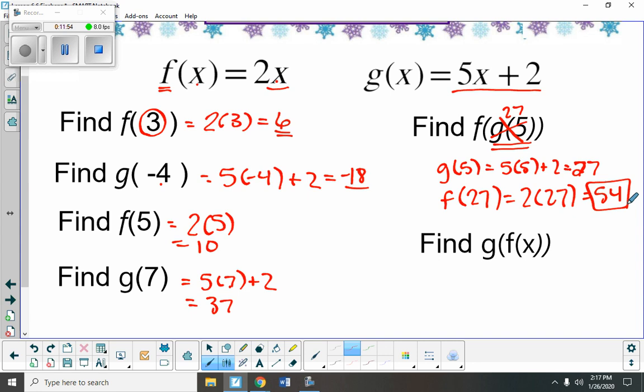Let's do another one. This is g of f of x. Well, we don't have a number, so what does f of x equal? It equals 2x. And now we want to find the g function's value when x is a 2x. So in the g function, we write 5, and instead of x, we put in a 2x. Then just simplify that. That's 10x plus 2.